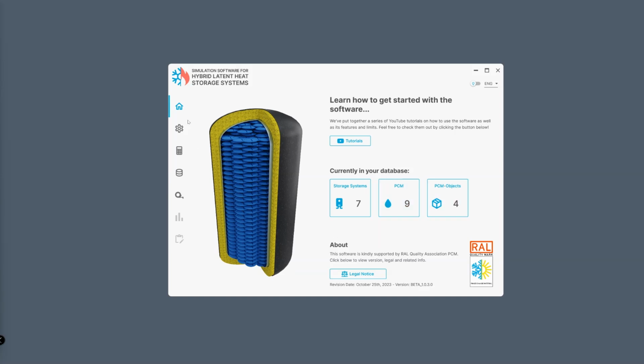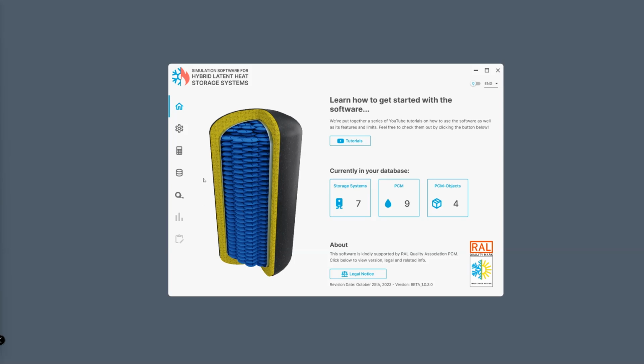On the left-hand side, you have the menu bar containing the Home button, the Setup button, the Calculation button, access to the database, importing comma-separated values, representing simulation results, and representing a small summary.